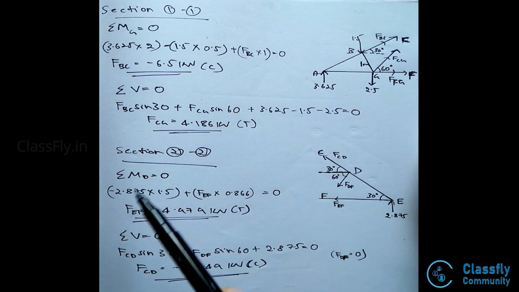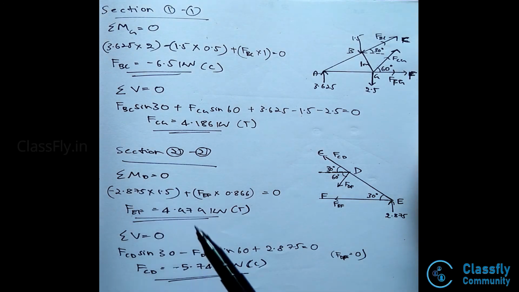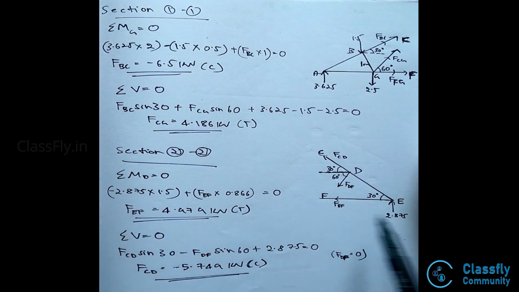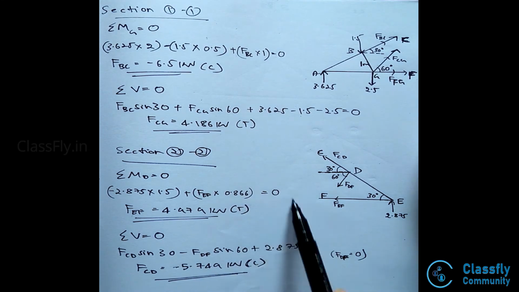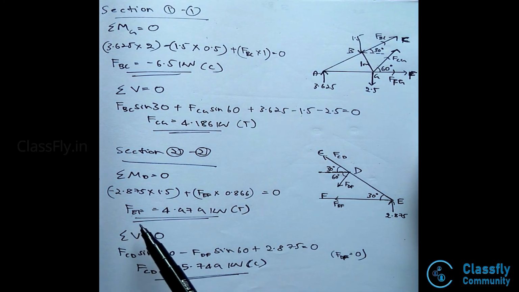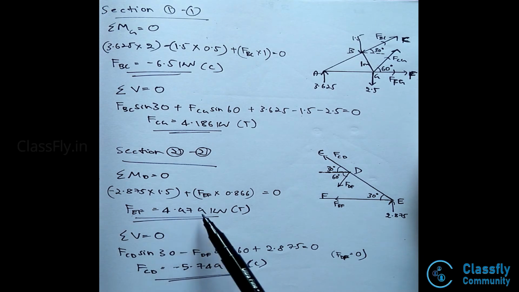Now, taking moment about the point D, we have summation MD is equal to 0, that is minus 2.875 into 1.5 plus FEF into 0.866. This will be equal to 0. Hence, we get the value of FEF to be 4.979 kilonewtons, that is a tensile force.